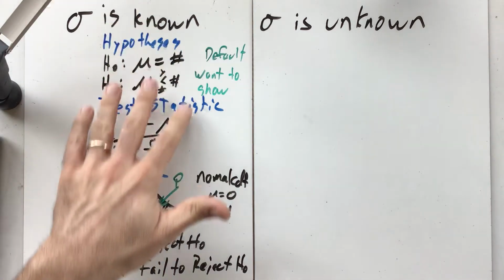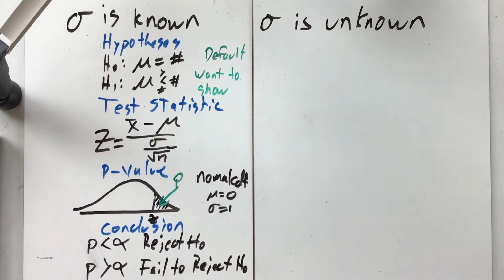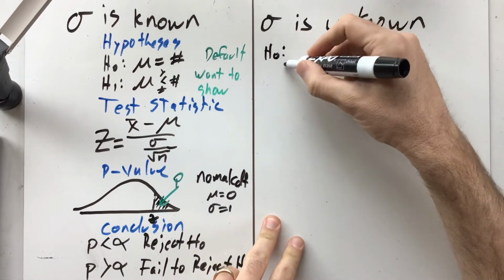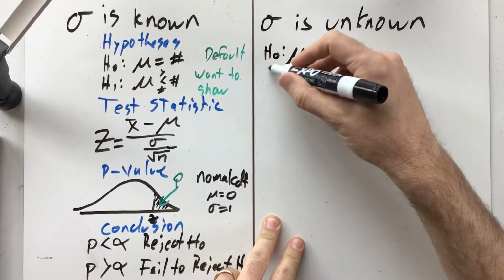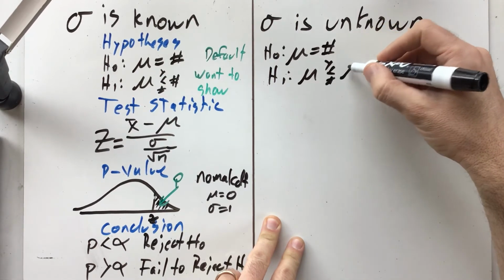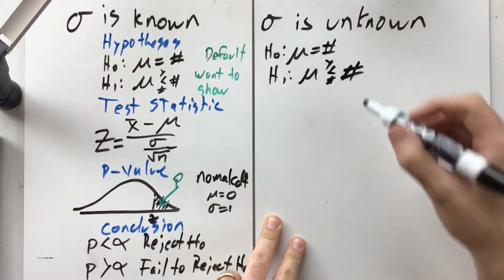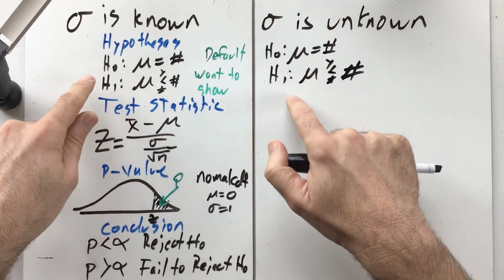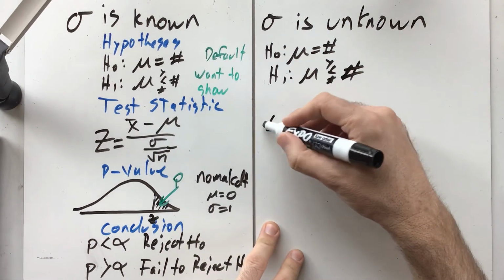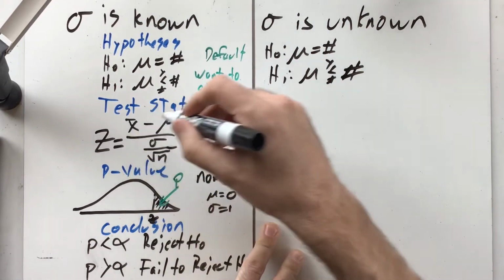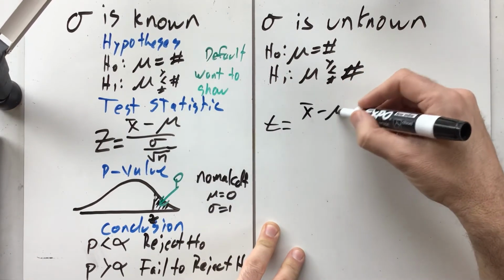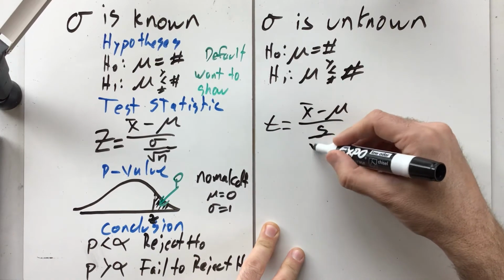Okay, so this is what it looks like if we know what sigma is. If sigma is unknown, most of these remain pretty similar. So our null hypothesis, we set up our hypotheses the exact same way. So we do our hypotheses the exact same whether we know what sigma is or not. The big difference is our test statistic. So instead of using z equals x bar minus mu over sigma over square root of n, you use t. And instead of having a sigma, we have an s over the square root of n.